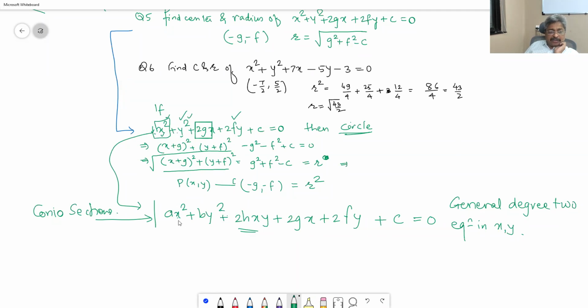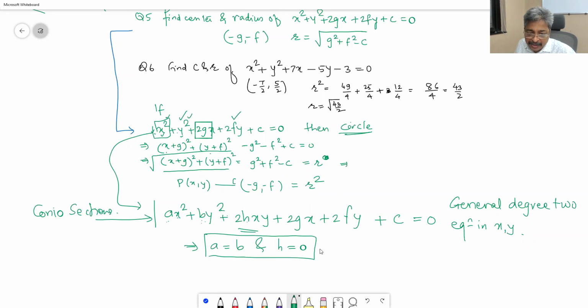So the characterization of a general degree 2 equation in x and y to be a circle, the conditions are a is equal to b and h is equal to 0. If h becomes 0, this term will disappear, and if both these coefficients are the same, of course you can complete the square and get the definition of locus for the circle applicable in that algebra, right? So if you understand this, this is the characterization of a circle. If this happens, yes, it is a circle.